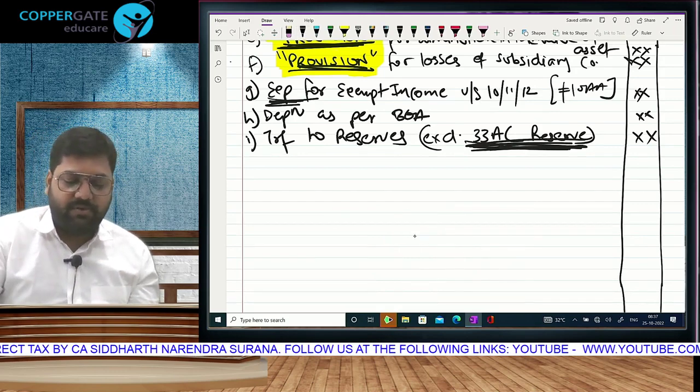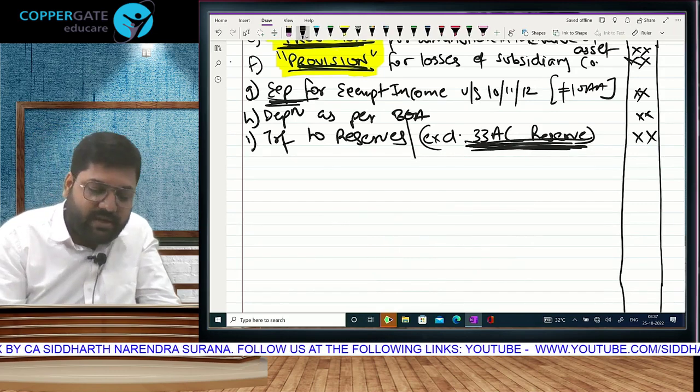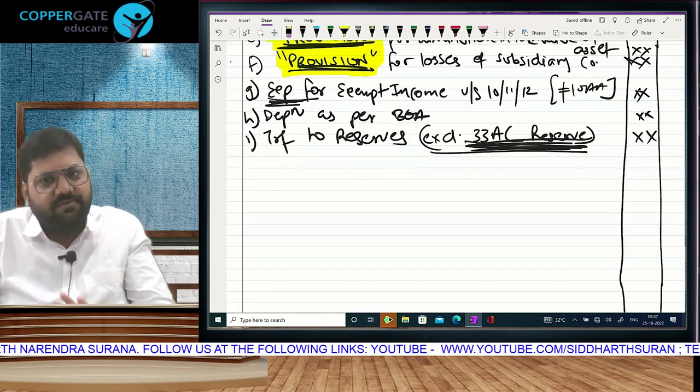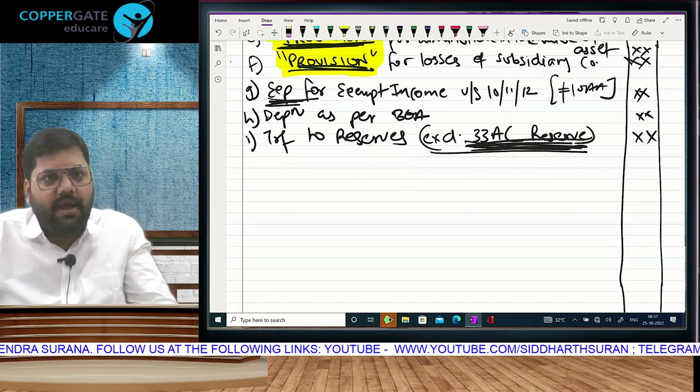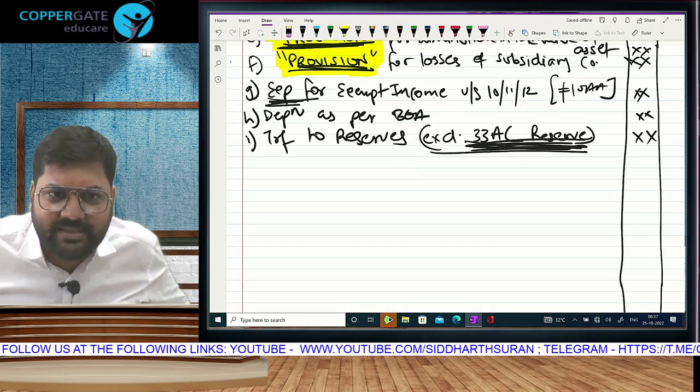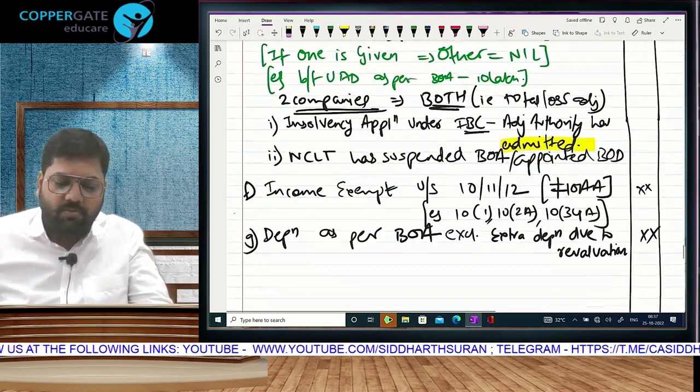But as I told you, ignore this because they never asked. You focus only till here. Don't use your brain unnecessarily. Don't trouble yourself. Transfer to reserve will be debited in P&L account. Add it back. Nothing great. It is not an expense only. So you have to add it back. It is an appropriation.